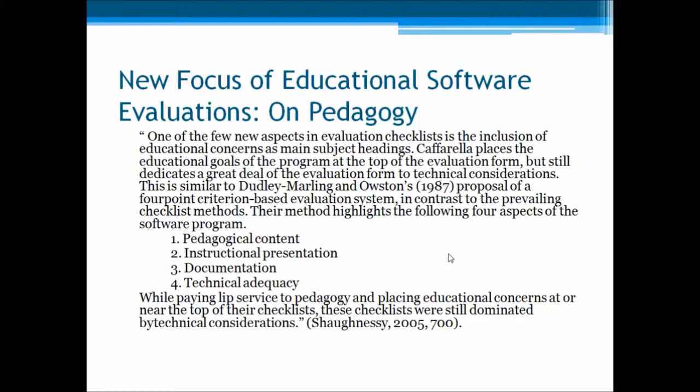They developed a 4-point criterion-based evaluation system in contrast to the prevailing checklist method. Their methods highlighted the following 4 aspects of the software program. 1. Pedagogical content. 2. Instructional presentation. 3. Documentation. And 4. Technical adequacy. Despite putting pedagogical content first, it has been argued that they paid lip service to this in actuality, as these checklists were still dominated by technical considerations.